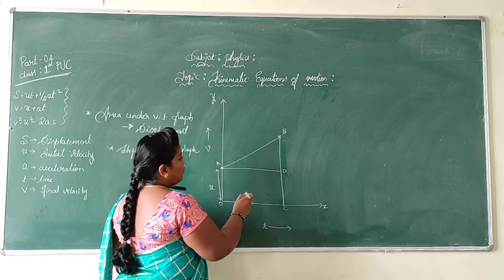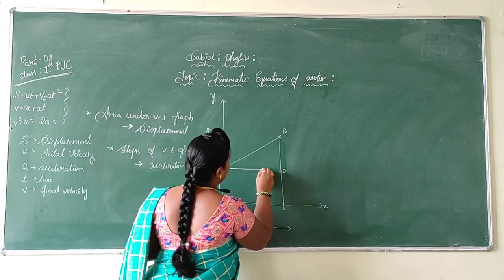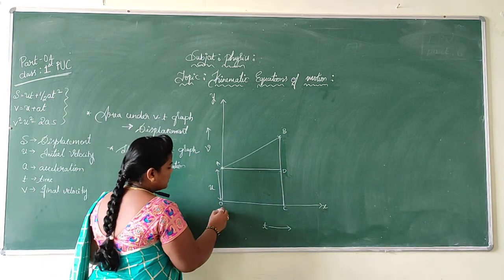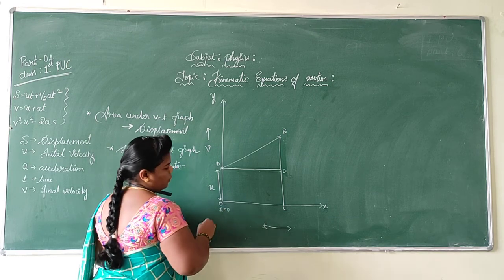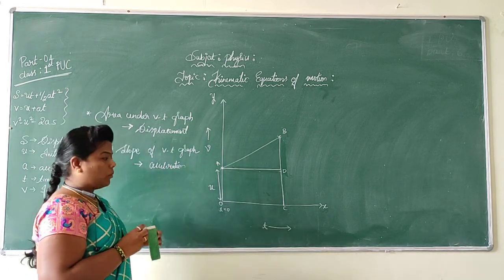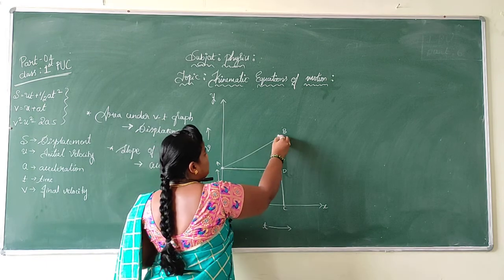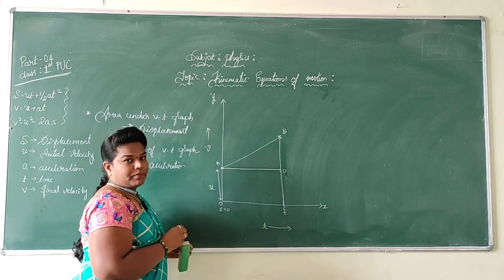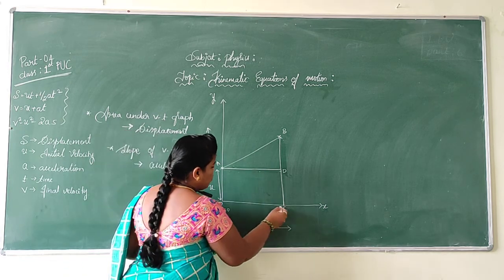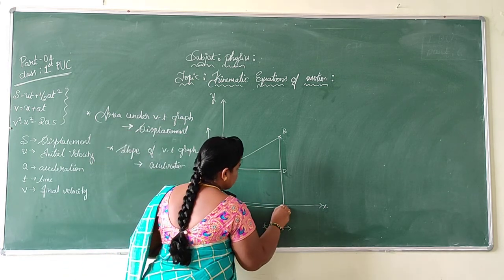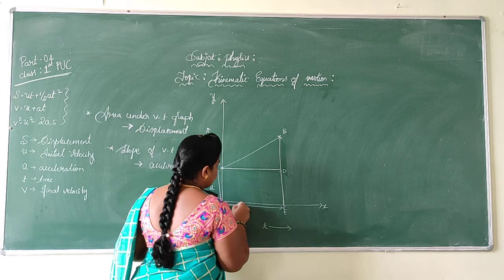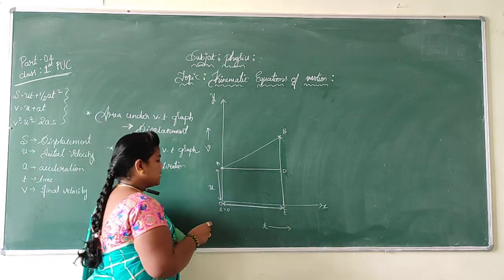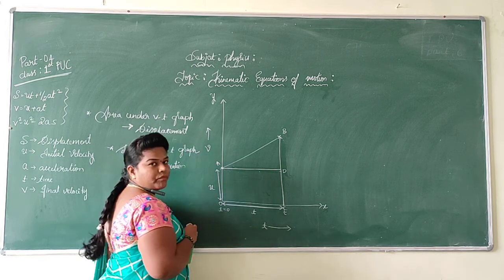Dear students, when the object is going to start its journey, at this point the time is equal to 0. But when it stops its journey, the time is equal to t. So the distance between O and C, that is the time taken between these two points, the initial and final point, is taken as t.